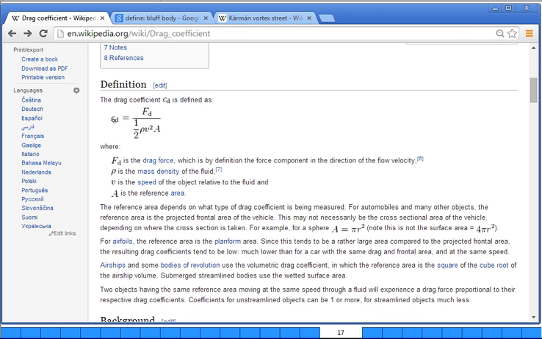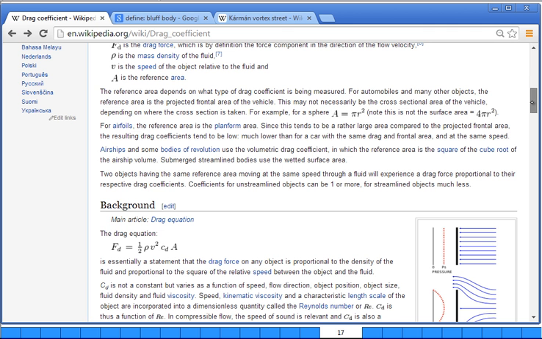Here's our classic formula. C sub D is F of D over 1/2 rho V squared A. A is a reference area. Okay, it's not always the frontal area. It depends. And notice they did the same thing. For a sphere, it's pi r squared. Note, this is not the surface area, 4 pi r squared. Right? I wonder if I give an exam question, some student will say, oh, the area of a sphere, 4 pi r squared, when they need to use the frontal area in this equation. Also, for airfoils, the reference area is the planform area.